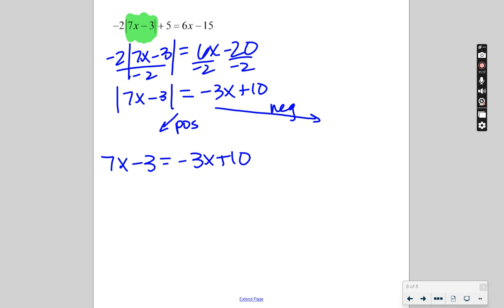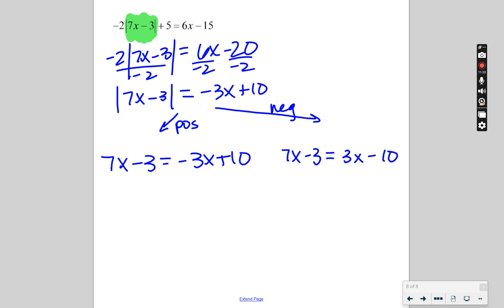All right, this negative one's a little bit weird. I'm going to have 7x minus 3 equals, anyone want to take a guess? 3x minus 10. Both of the signs are going to change. So that became positive, that became negative. I'm basically multiplying the whole thing by -1. All right, now we solve.